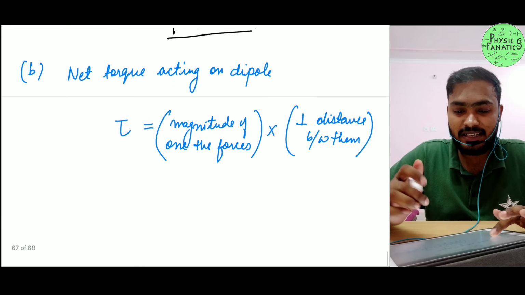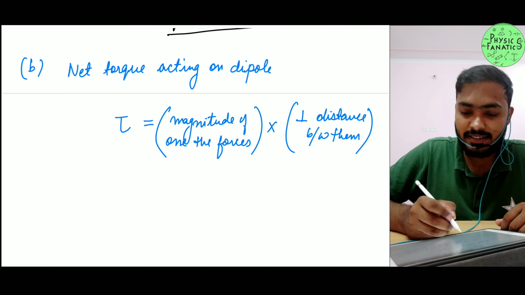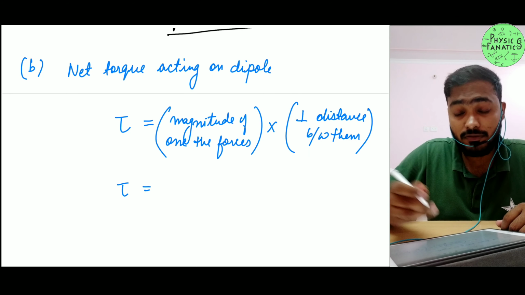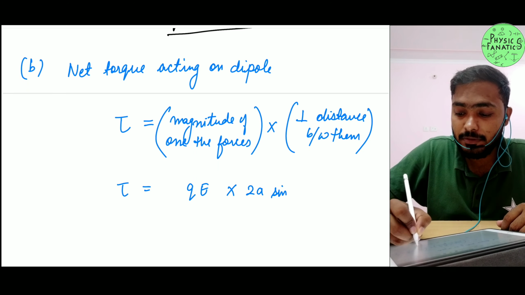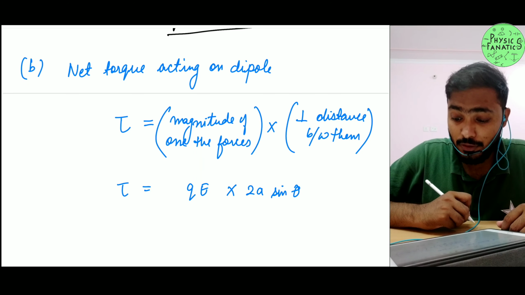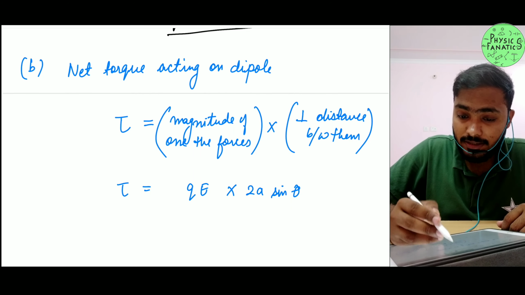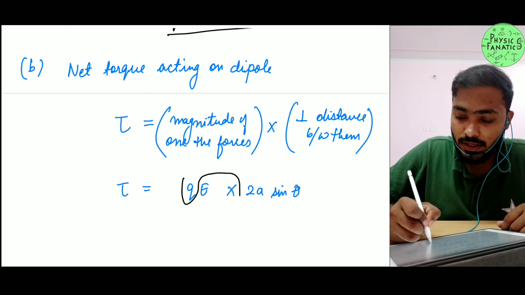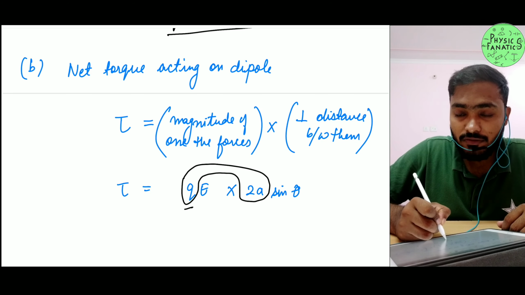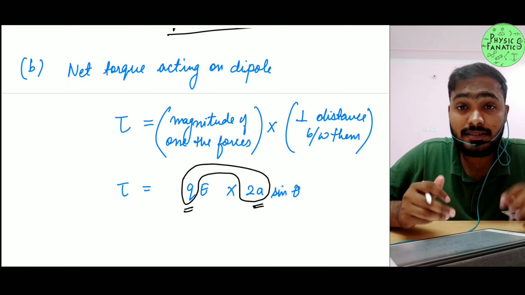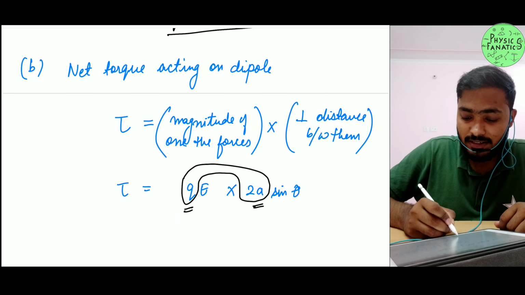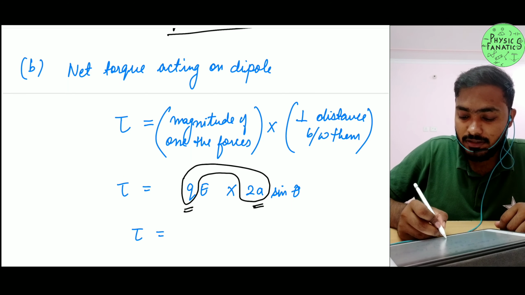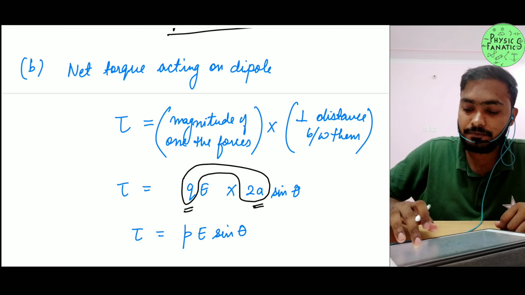Great, okay, so let's complete this. So this is torque: the magnitude of one of the forces, that is q times E, multiplied by 2a sine theta, the perpendicular distance between them. Now the important thing: this q times 2a, the magnitude of one of the charges multiplied by displacement, is your dipole moment. I hope everybody remembers it. We have discussed this at the start of the video. So this will be p times E sine theta.